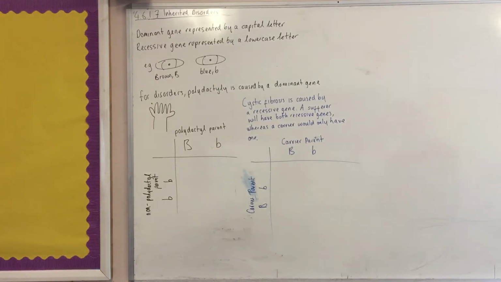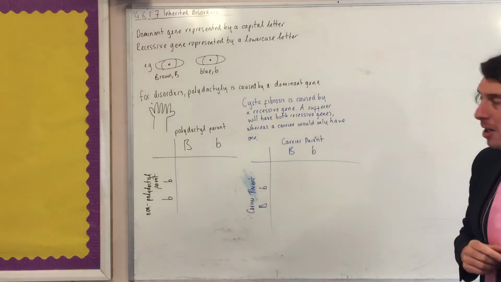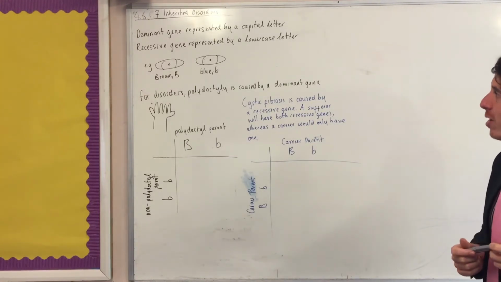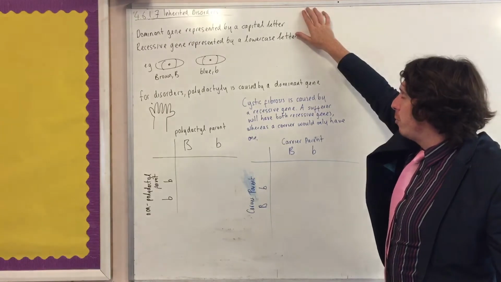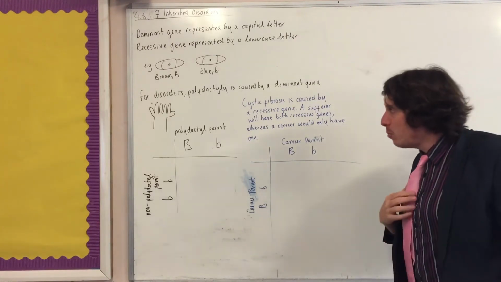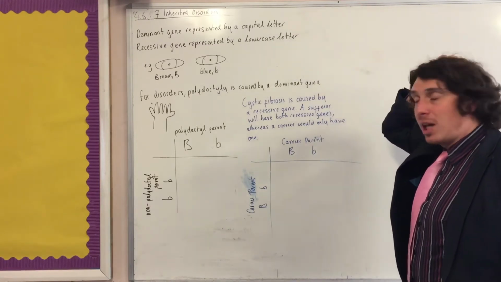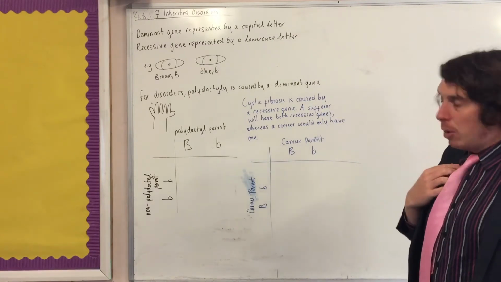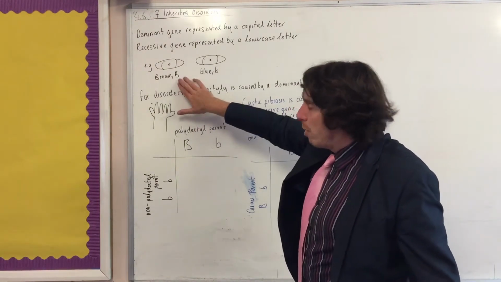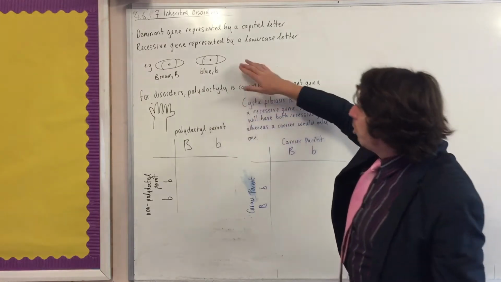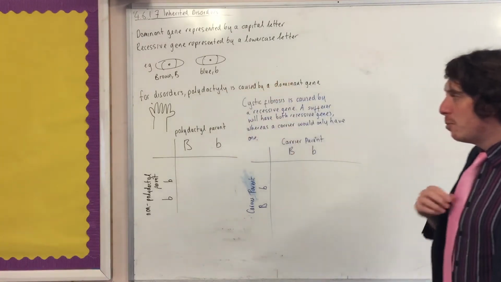Okay, so during this session we'll have a look at inherited disorders. You should have had a look at alleles recently. A dominant gene is represented by a capital letter in a Punnett square, and a recessive gene is represented by a lowercase letter. For example, brown eyes is the dominant gene, therefore we represent that with a capital B. Blue eyes is a recessive gene, and therefore that's represented with a lowercase b.